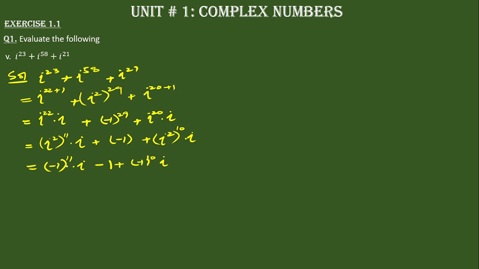Minus 1 raised to power 11 is an odd power, so this is minus, so minus iota is going to be there, then minus 1, and this is going to be plus iota, because minus 1 raised to power 10, 10 is an even number, so this is going to be plus. So plus iota and minus iota cancel each other and we get minus 1. So this implies that iota raised to power 23 plus iota raised to power 58 plus iota raised to power 21 is equal to minus 1.